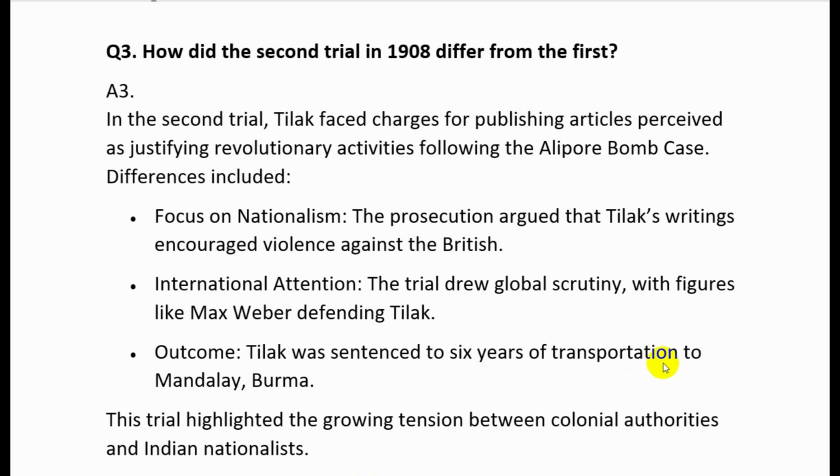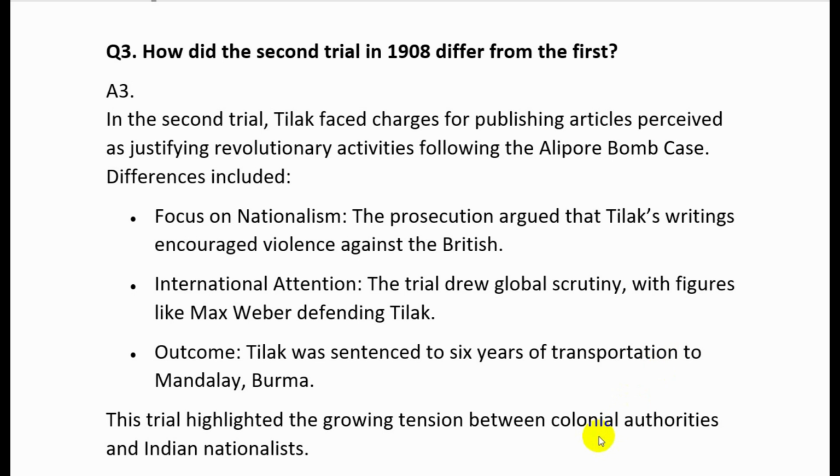The prosecution argued that Tilak's writings encouraged violence against the British. Second was international attention. The trial drew global scrutiny with figures like Max Weber defending Tilak. The outcome was that Tilak was sentenced to 6 years of transportation to Mandalay, Burma. This trial highlighted the growing tension between colonial authorities and Indian nationalists.